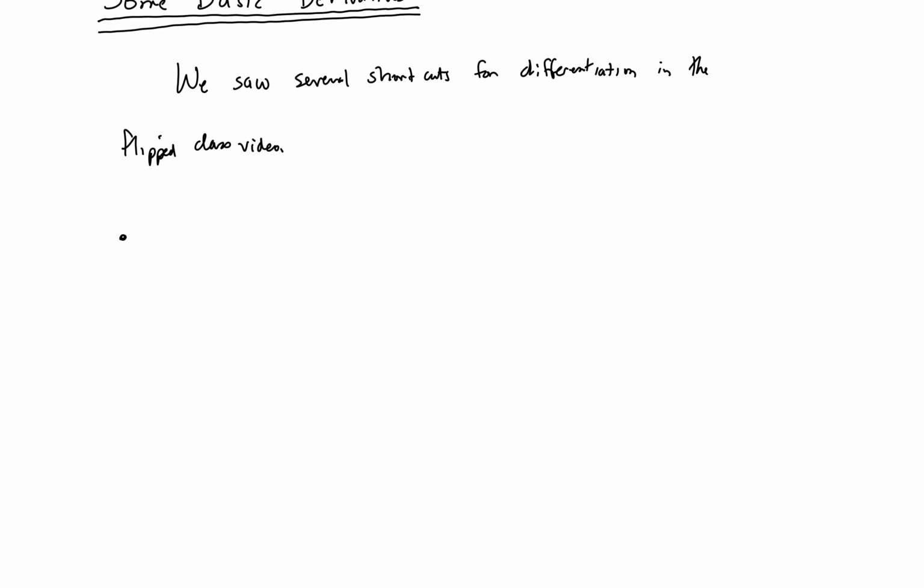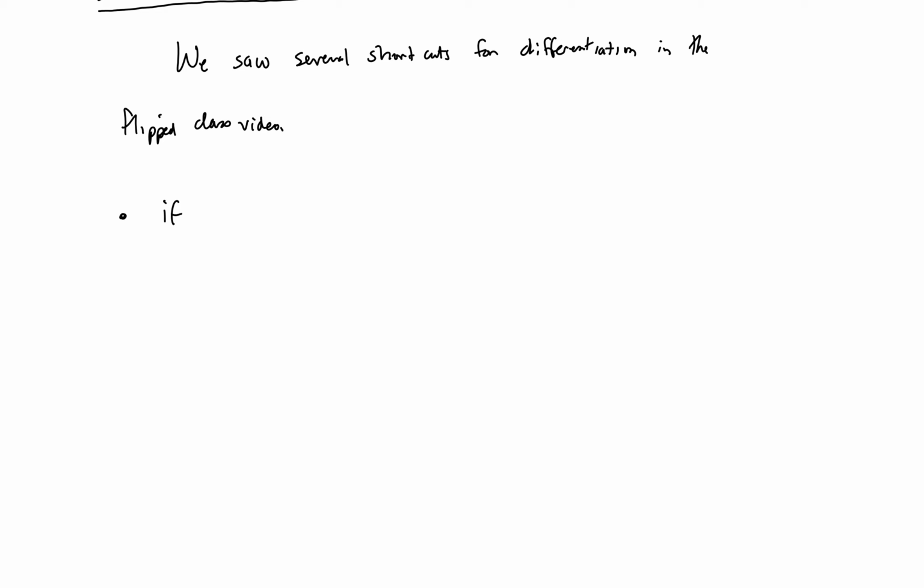Let's start with the easiest case. Let's say f of x happens to just be a constant. Well, in this case, remember the derivative is asking us how does f change as x changes. So if f is a constant, it doesn't change at all. So that means the derivative is just 0 in this case.